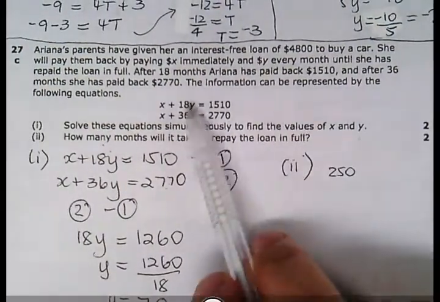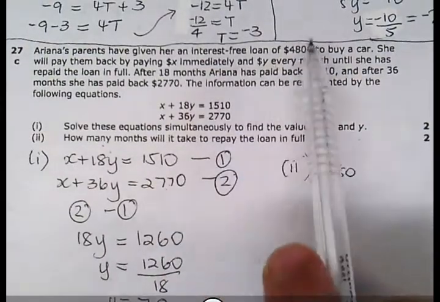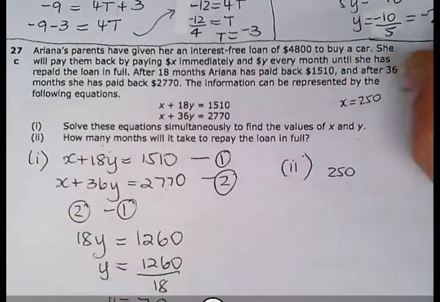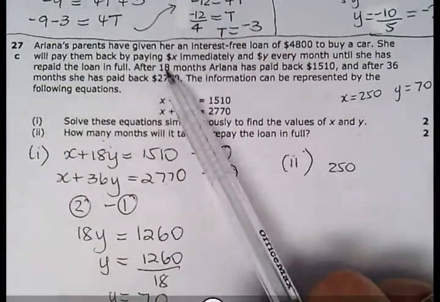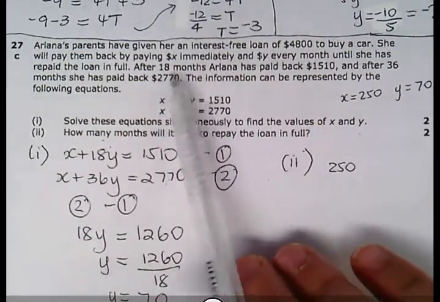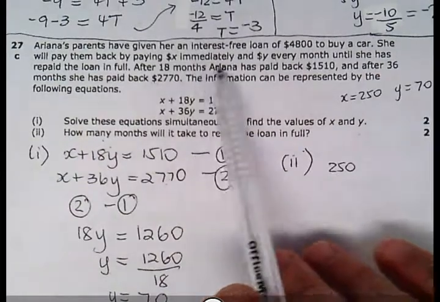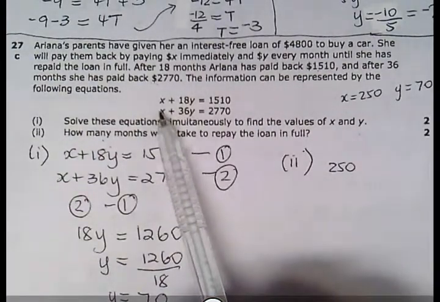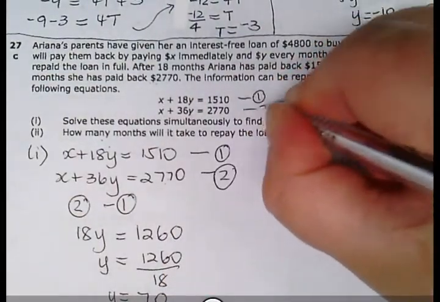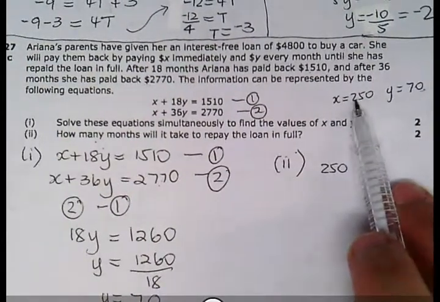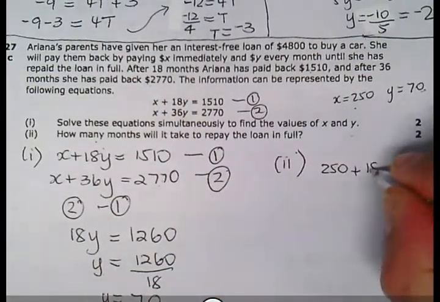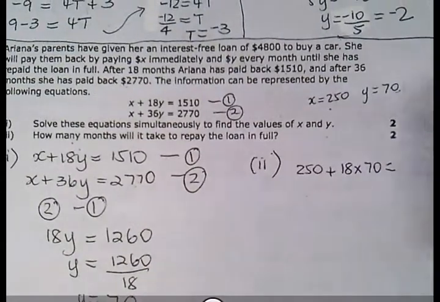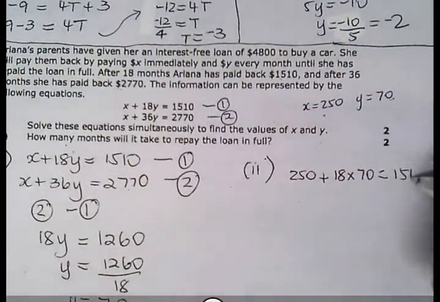So she pays that $250 immediately, and then it says, and then she pays back Y dollars every month. Now we know that when we solved it, X was 250, Y is 70. Then she pays back Y dollars every month until she's repaid the loan in full. But what they've given you in the next sentence is a snapshot, and it says that after 18 months or 1.5 years, Ariana has paid back $1,510. So if I substitute these values of x is 250 and y is 70 into equation 1, x is 250 plus 18 times y is 70. If you do that on your calculator, 250 plus 18 times 70, if you do that all in one step, you get $1,510.